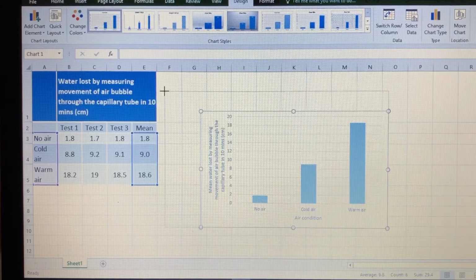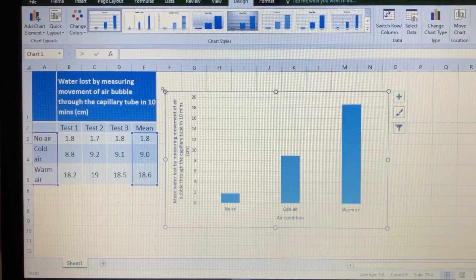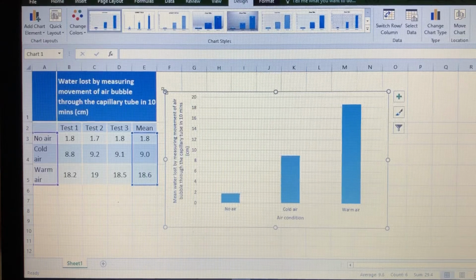I'm going to take that graph into my original PowerPoint and we're going to chat through that now. If you can do it on Excel or you want to do it on Excel, then give it a go. If you're not that keen on that, you'd prefer just to do a bar chart in your book, also absolutely fine, okay.